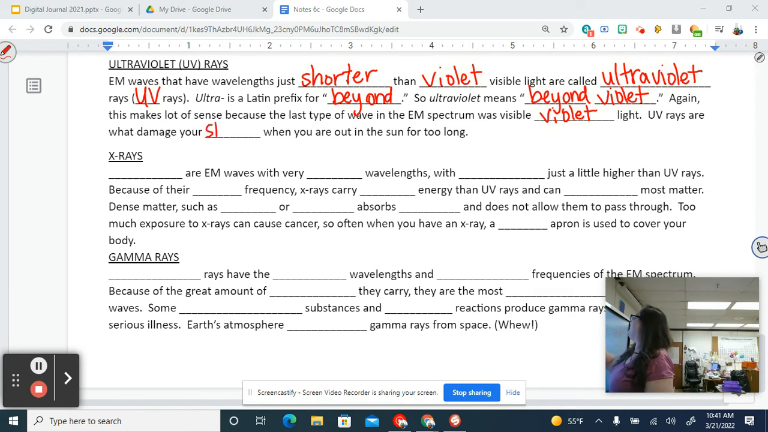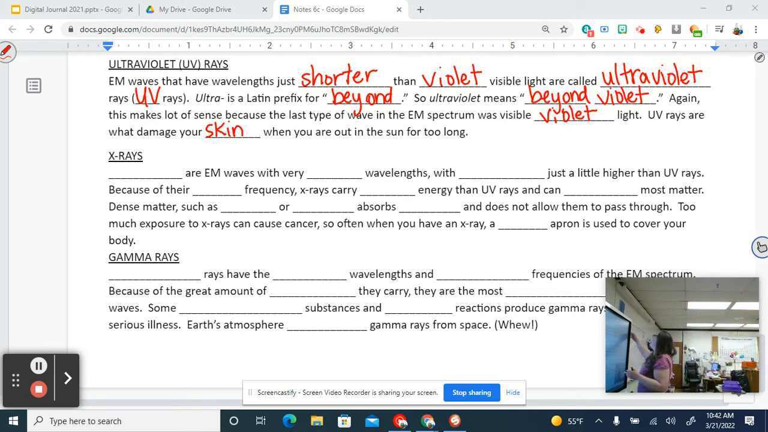UV rays are what damage your skin when you're out in the sun for too long. So on a normal sunny day, the visible light and the infrared drive you inside before the UV has a chance to do a lot of damage. But on those days when it's cloudy and the infrared and the visible are blocked by the clouds, but the UV is not, those are the days you get a wicked sunburn because you don't feel it. You don't feel the heat and you don't see the light. And so you end up with a really bad sunburn.